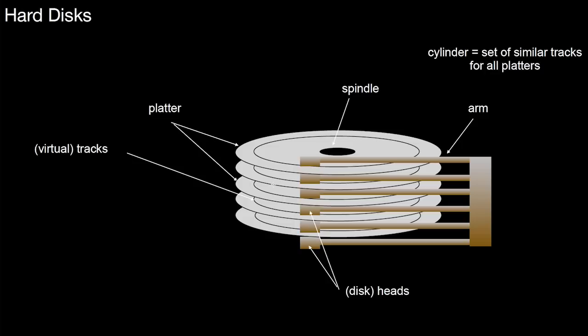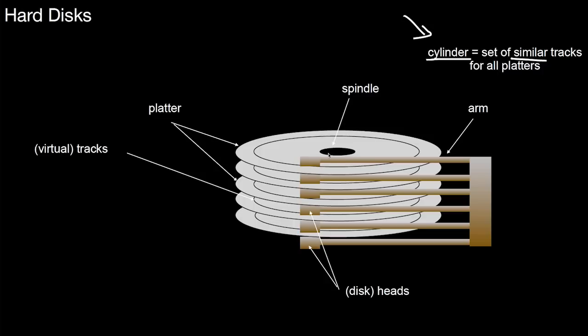So we have the platter, we have the spindle, we have the arm. We have the different disk heads, one for each side of the platter. And then there are these virtual tracks. They are defined by the position of the arm and all the positions you can reach by rotating the platter once. And there's another important term here, that's a cylinder. A cylinder is a set of similar tracks for all platters. And why similar? As I just explained, the tracks might be at slightly different positions on the different platters. But logically, they're all called the same cylinder. So here in this graphic, all of those tracks belong to the same cylinder.